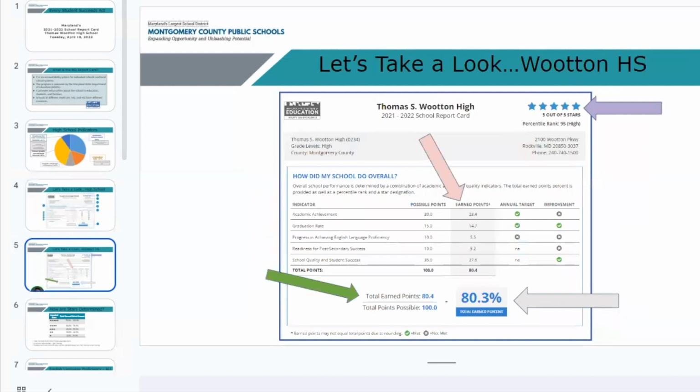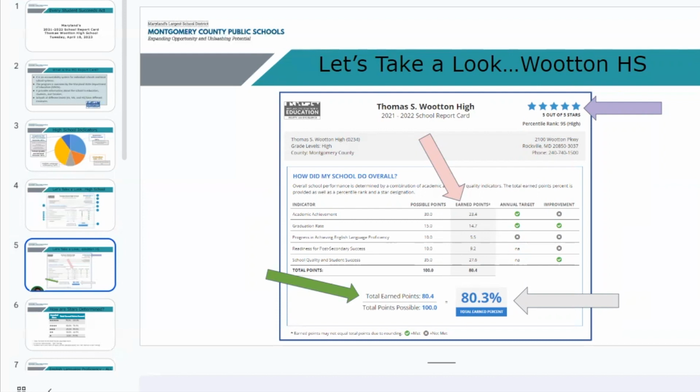So let's take a look at that now. So you see here for Wooten High School, again, the place to start is take a look overall at what that star percentage is. So out of 5 possible stars, Wooten has earned 5 of those stars. That's great news for us. It shows that there's a lot of strength and a lot of success there.